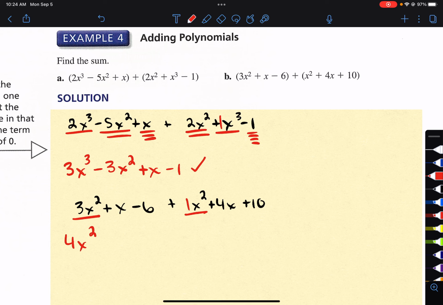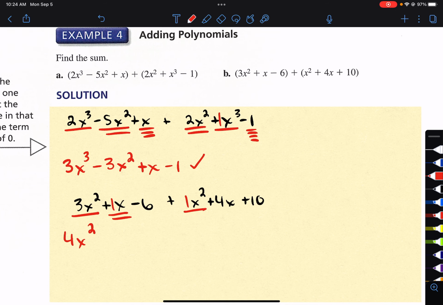Now I drop down to regular x's. So there's 1 x right there, and there's 4 more right there. So 1 plus 4 is 5x. And then negative 6 plus 10 is positive 4. I've used everything. I wrote everything. It's in the correct order.